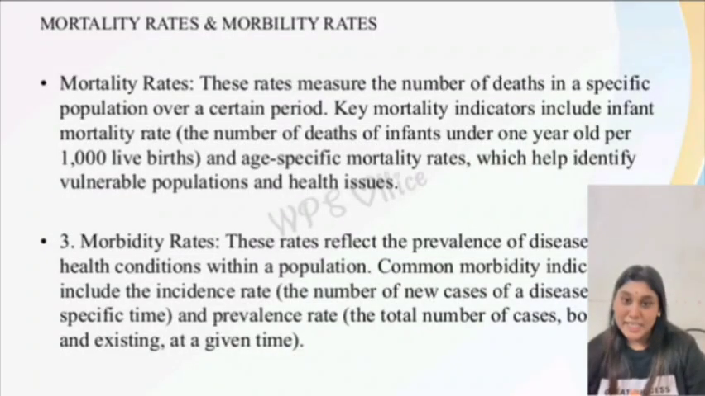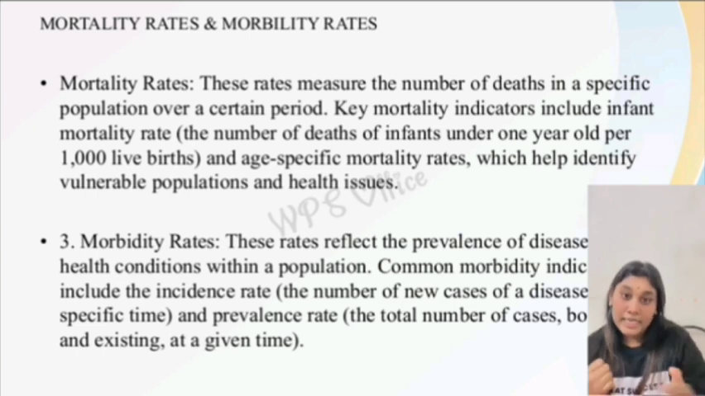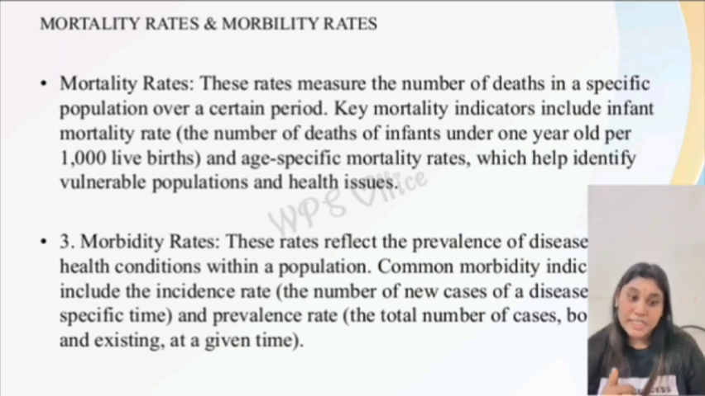My name is Prishani. Today I will be presenting about two types of health rates, which are mortality and morbidity. There are some differences between mortality and morbidity. Let me explain the first one, which is mortality rates.